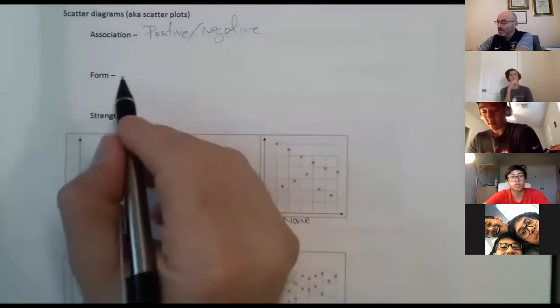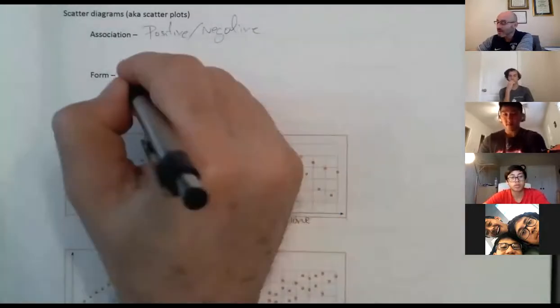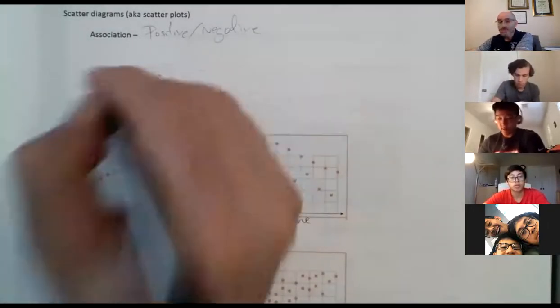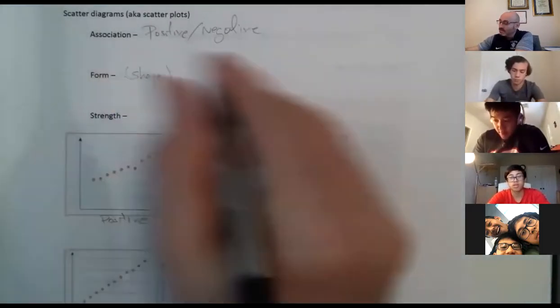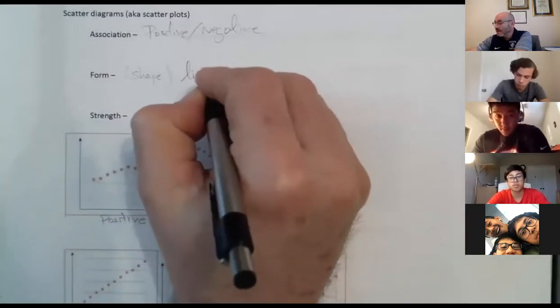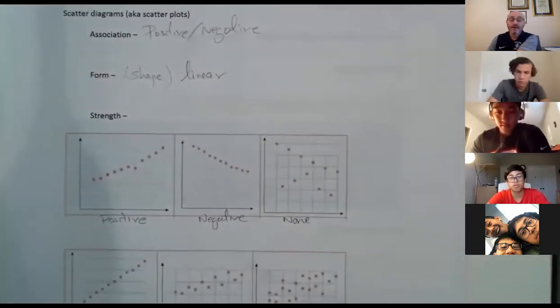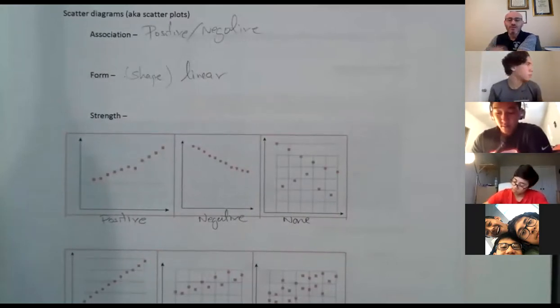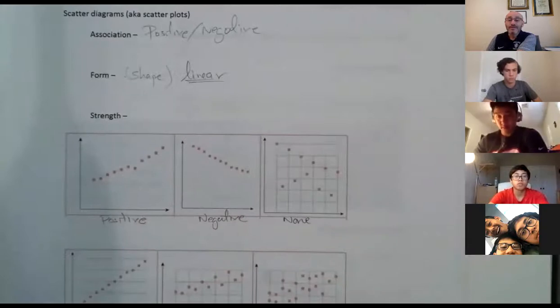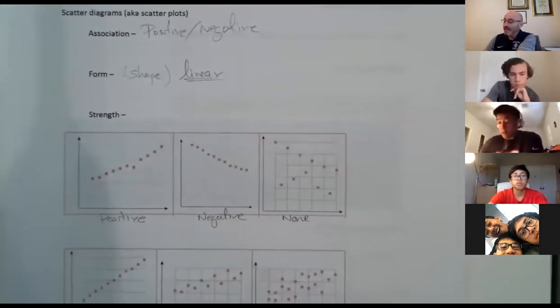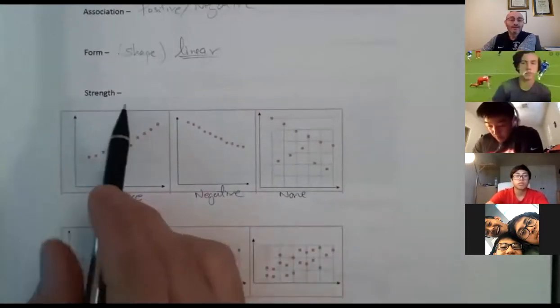The form is the shape, okay? The form is the shape. Most of what we're going to do is about linear, okay? So that's gonna be if the shape is linear or not. Now, it depends on what we're doing. It could be that it is quadratic or exponential or logarithmic, but right now we're interested just in what? Linear, all right? And then we want the strength, okay?